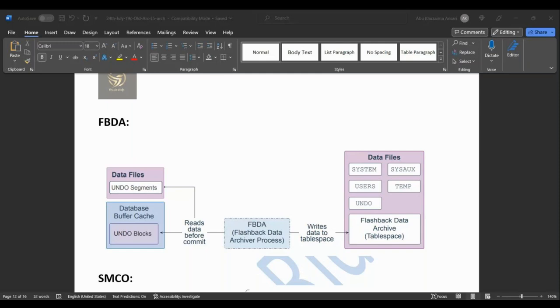And what is the work of this? There is a concept in flashback technology, the flashback data archive concept. In that, this process archives historical rows of the table on which we enable flashback data archive. So when a transaction containing DML on a tracked table commits, this process stores the pre-image of the changed rows into the flashback data archive. It also keeps metadata on the current row. So FBDA automatically manages the flashback data archive for space organization and retention. Okay, clear?